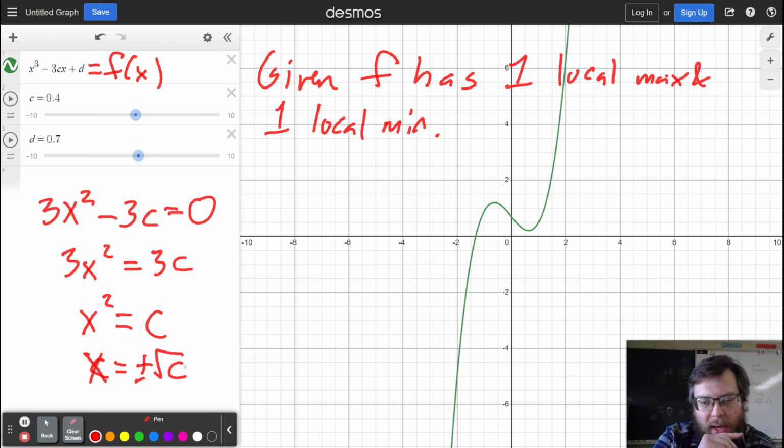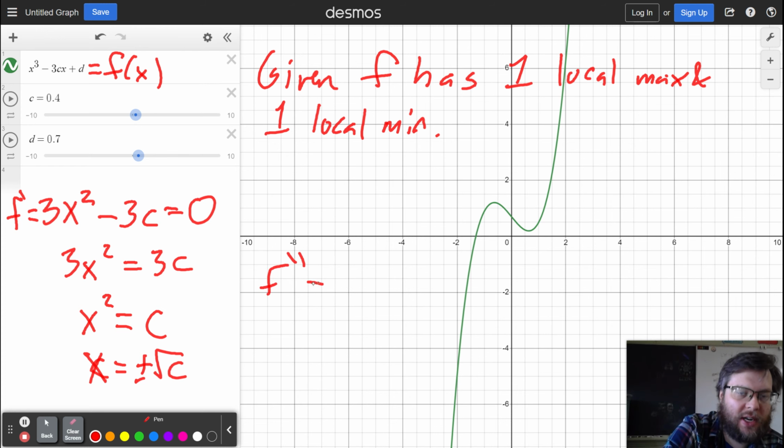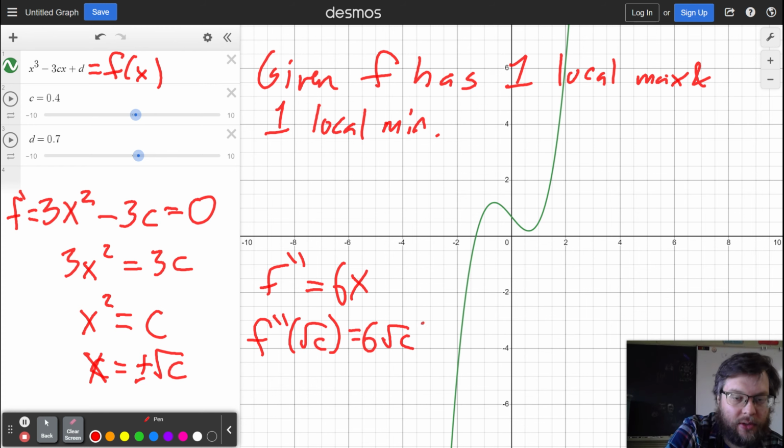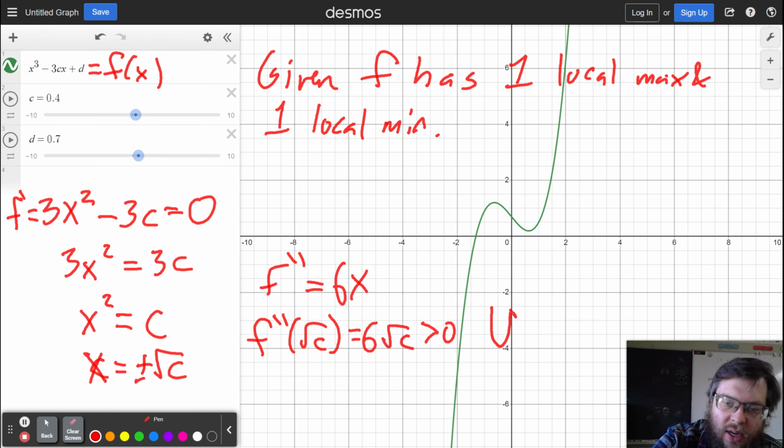Okay? And I can figure out if it is a maximum or a minimum by taking the second derivative. So this right here was finding f prime. If I find f double prime, it's positive 6x. So f double prime of the positive square root of c is 6 times the positive square root of c, which is bigger than 0. If the second derivative is bigger than 0, then that means that we are concave up and we found a minimum.